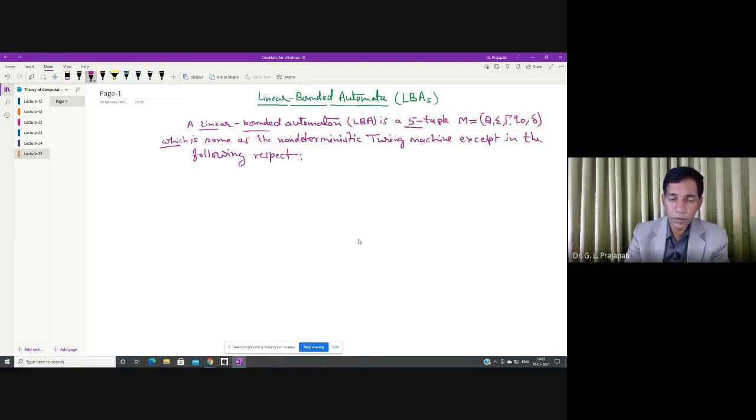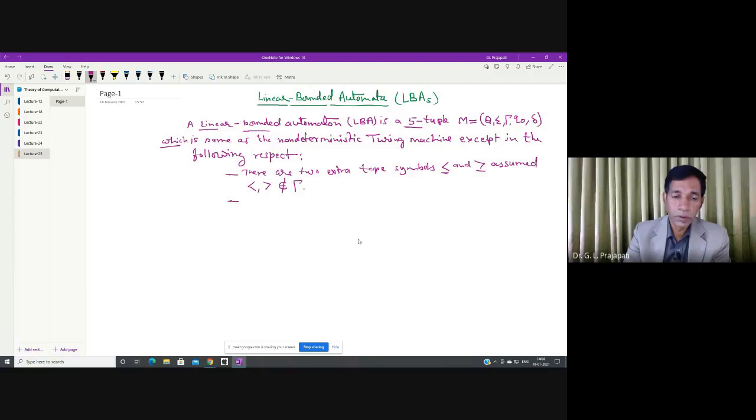So in what manner is it different? We are using two extra tape symbols, the left angular bracket and the right angular bracket, and these two tape symbols are not in the set Tau.